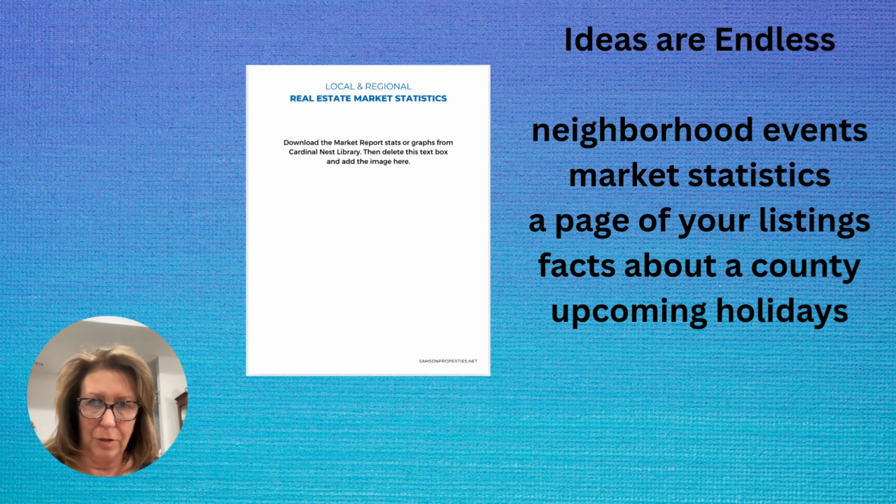So this is page 3, and this is the blank canvas page that we have to make anything we want it to be. We can use neighborhood statistics, neighborhood events, a page of perhaps your active listings, facts about a county, upcoming holidays, etc. Make this page work for you and change the game every once in a while.